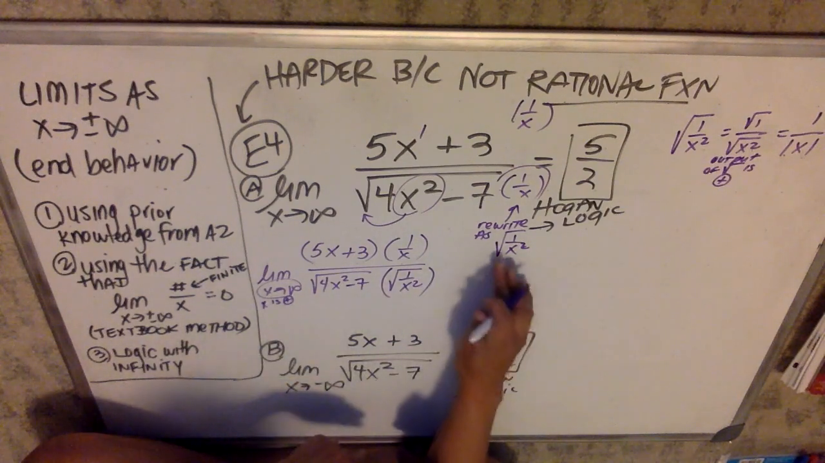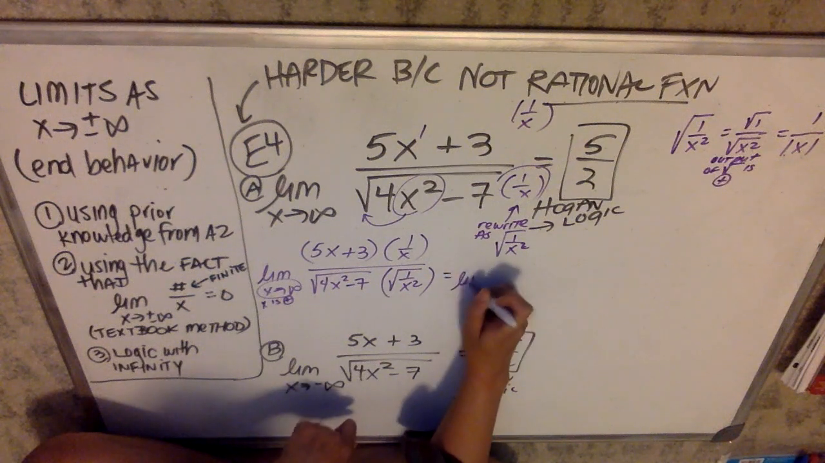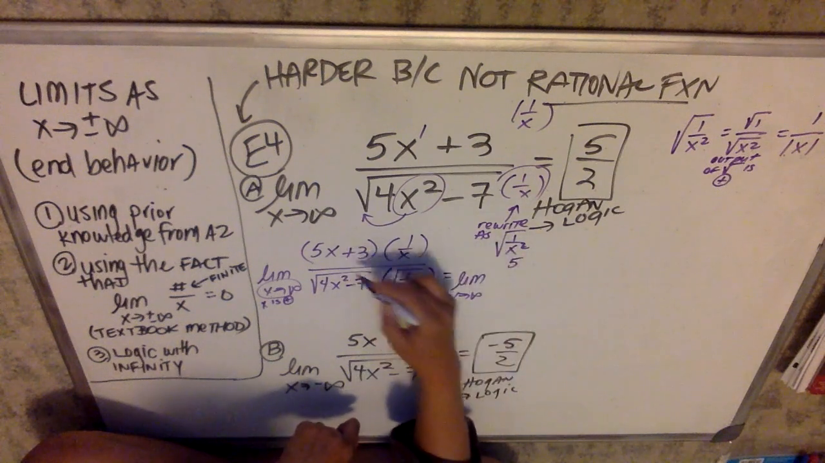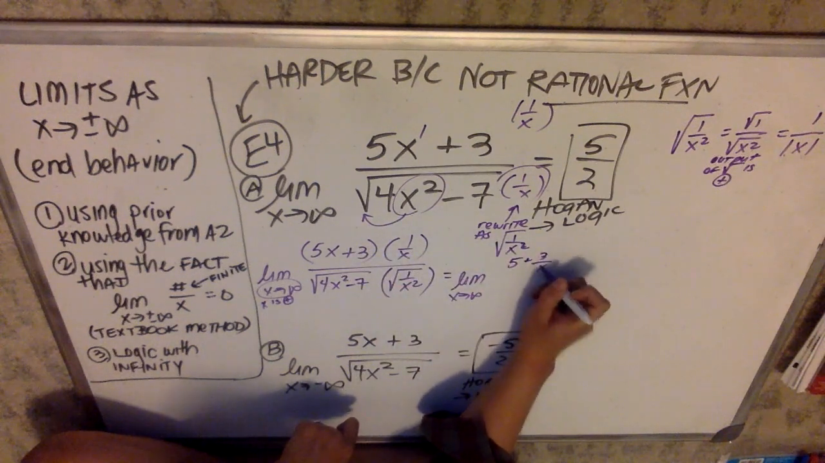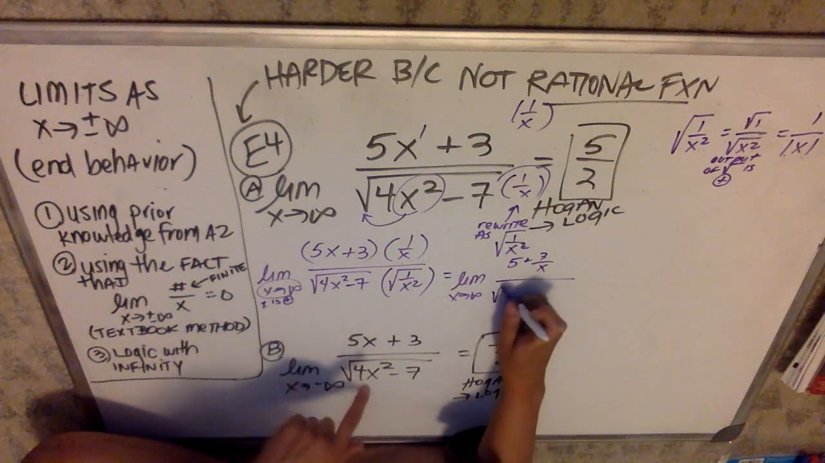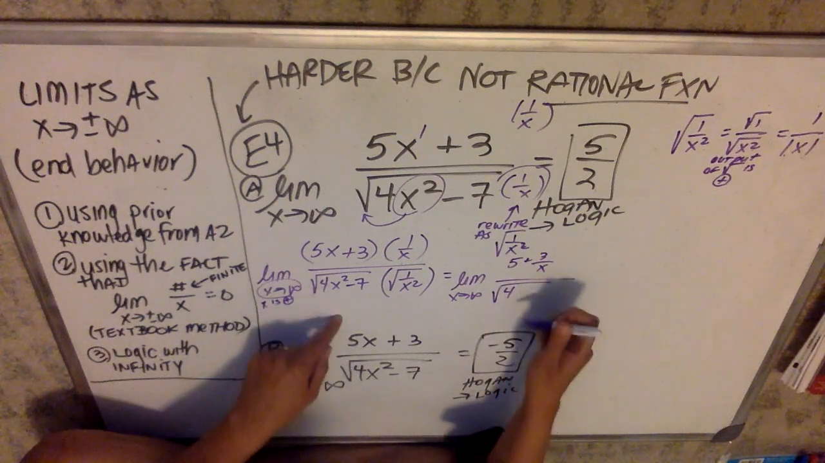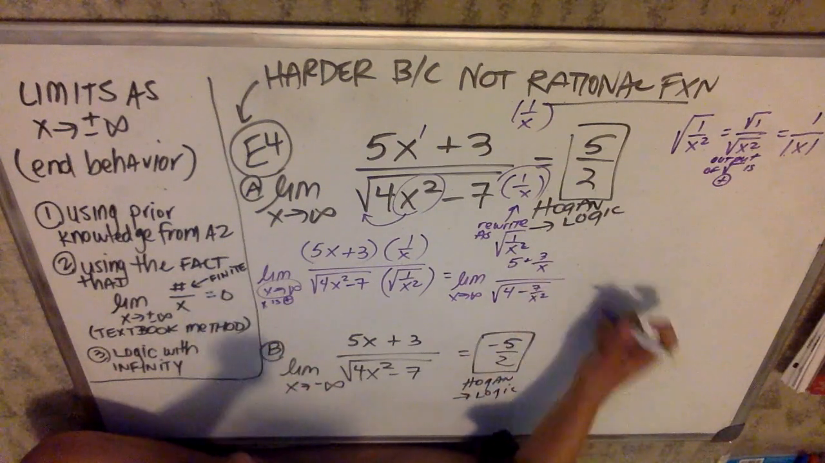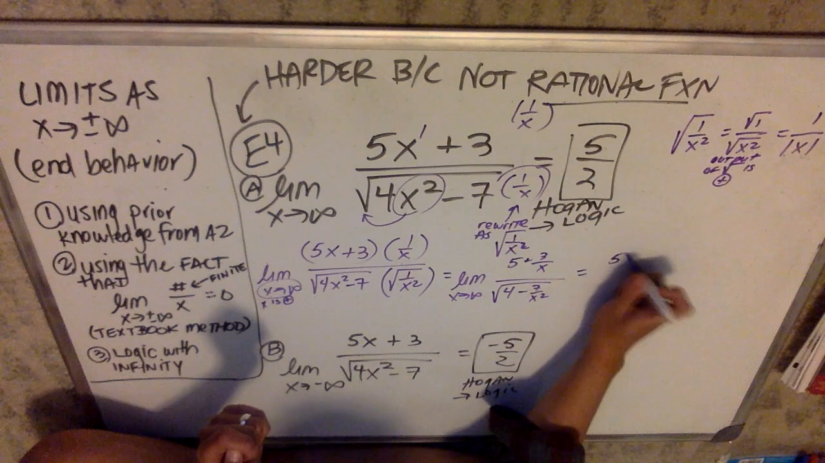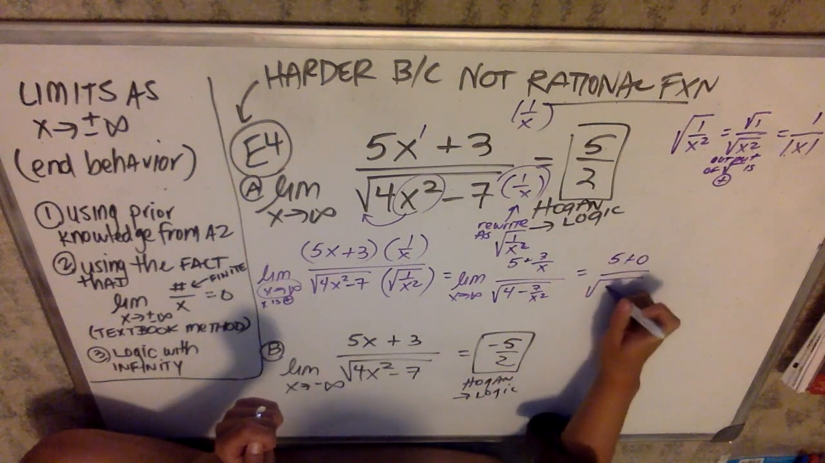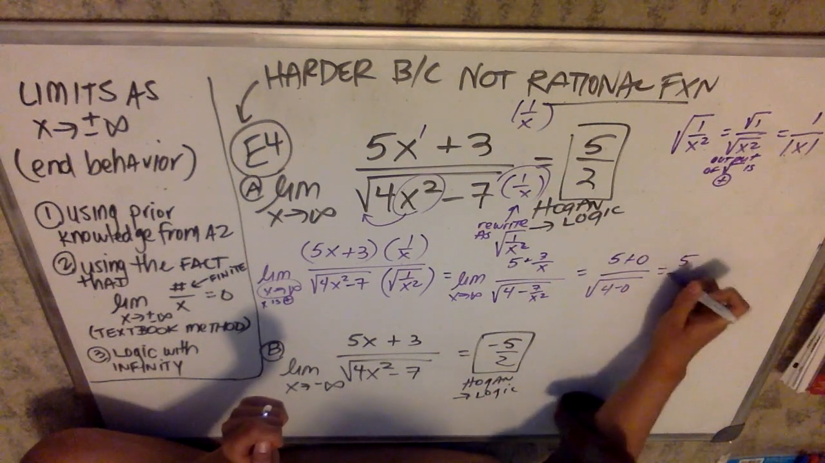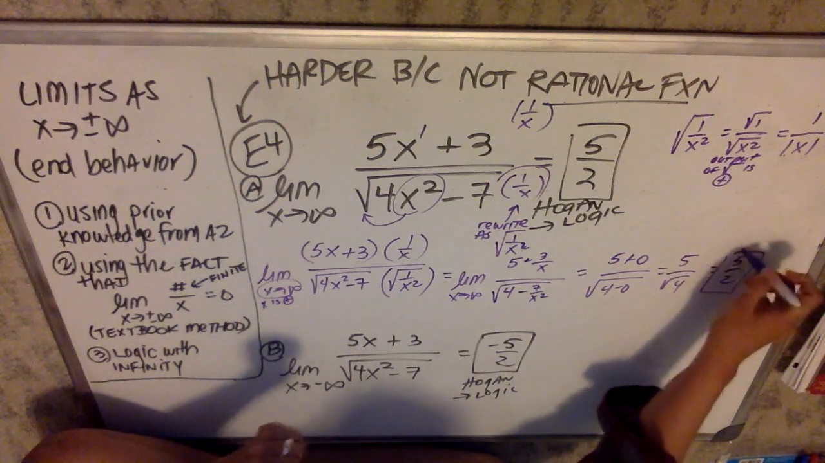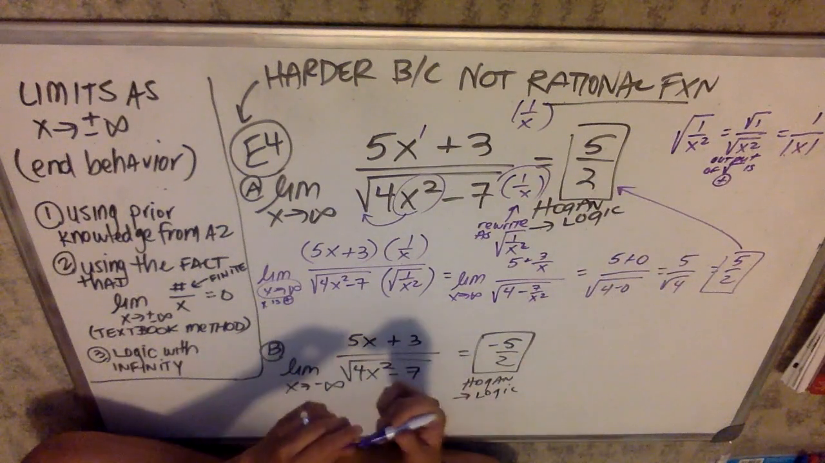Okay, so now when I distribute and clean this up, I'm going to get the limit as x approaches infinity of 5, because it would be 5x over x, plus 3 over x. And inside the root, when I distribute this, I'm going to get a 4, because it would be 4x squared over x squared, minus 7 over x squared. So now, when I plug in my infinities, I get 5 plus 0 over the square root of 4 minus 0. Well, that's 5 over the square root of 4, which is 5 halves. As you'll recall, that's the answer I got doing this problem with logic.